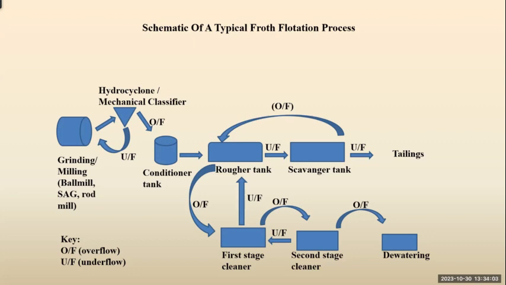So the cyclone is better off because it doesn't consume more space. It's smaller and also can do what your classifier can do and do it better. So the overflow of the cyclone goes over to the flotation cells, where you have your conditioner. The conditioner has an overflow.